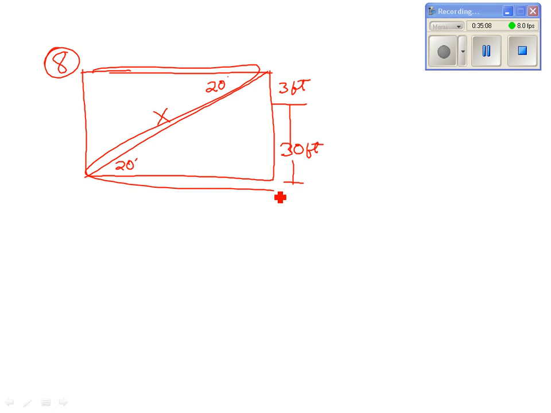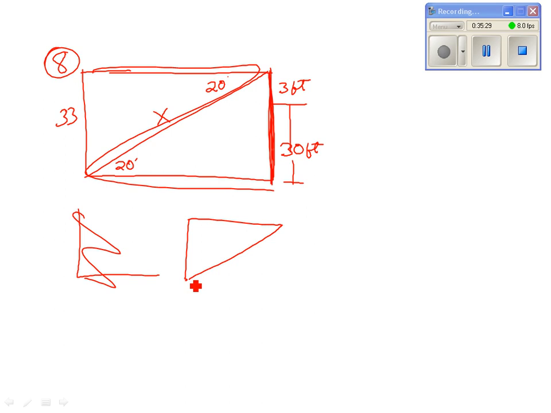The other thing you could do, if this is a rectangle, how long is this side over here? 33. How long is this side over here going to be? 33. Now you know everything and you could find x, doesn't matter which triangle you use. If I use the top triangle, we know that this angle is 20 degrees, this is 33, we're looking for this distance.